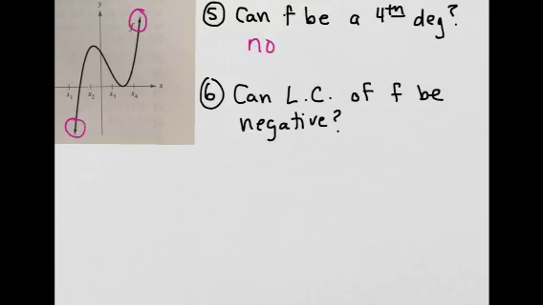For it to be a fourth degree, both ends have to go up or both of them have to go down. Number 6, can the leading coefficient of the graph of f be negative? Well, since the left is going down and the right side is going up, this tells you that the leading coefficient, or a, is positive, not negative. So the answer for this one again is no.